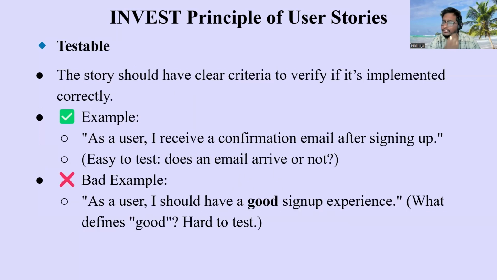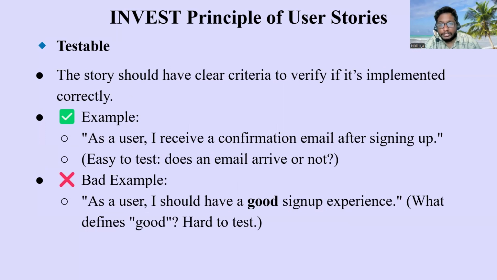Next is testable, and this is the last term. The story should have clear criteria to verify if it's implemented correctly, right? So let's see the bad example. As a user, I should have a good sign up experience. What does good mean? Hard to test, right? So let's see a good example.